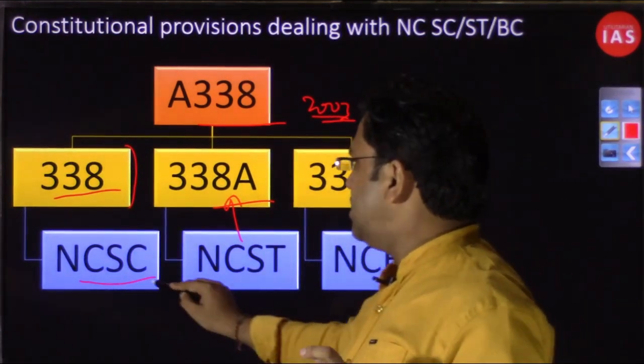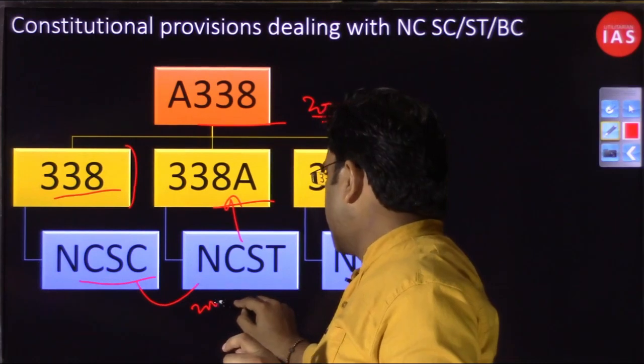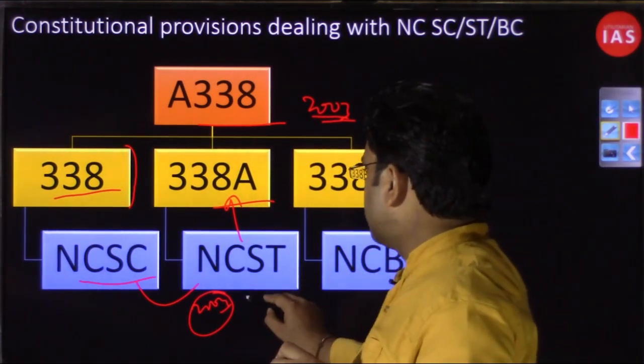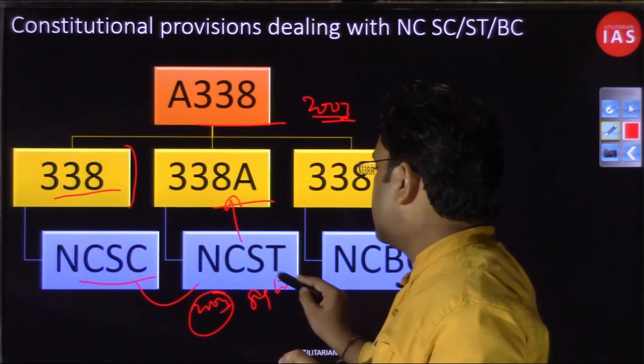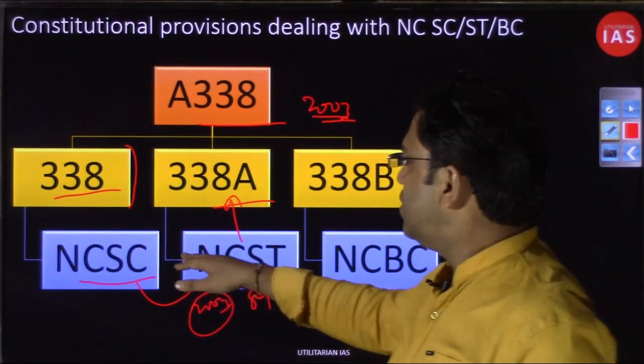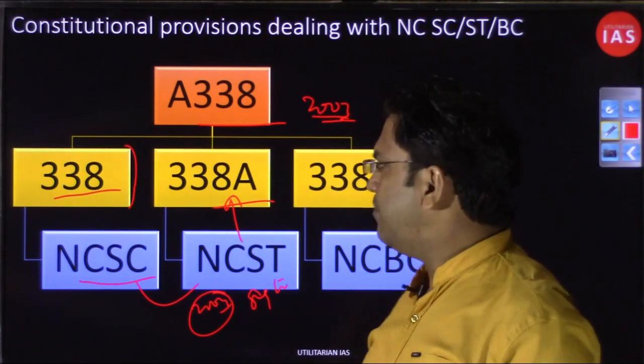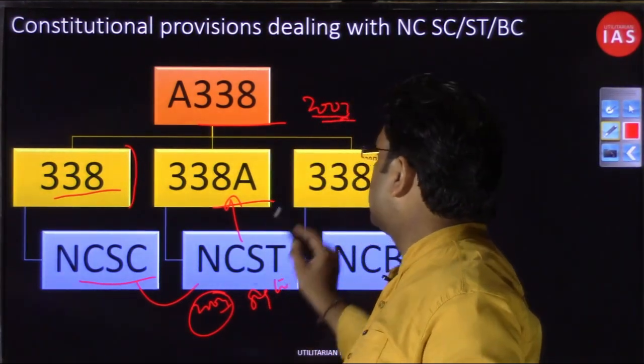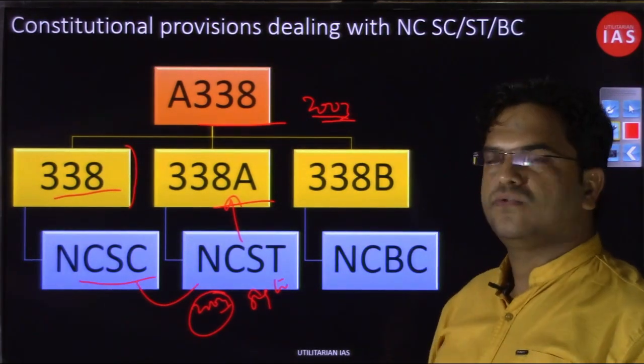Although as bodies these two came into existence in 2004, the constitutional amendment we are talking about, the 89th constitutional amendment, which bifurcated these two constitutional bodies into NCSC and NCST, happened in 2003.